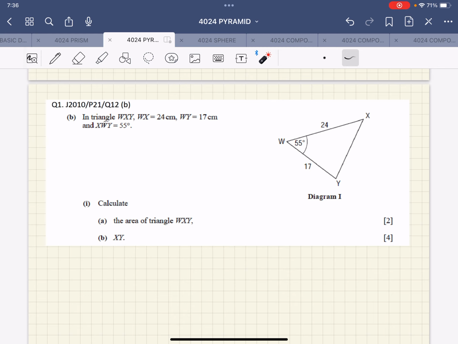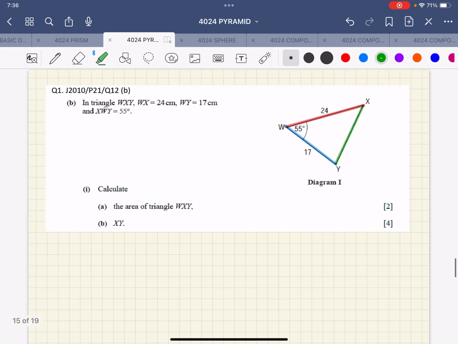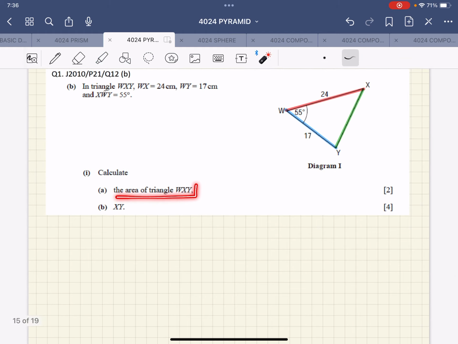Now, first of all, the question says, in the triangle WXY, WX is 24. So let me just label it. So therefore, this is WX is 24. And then WY is 17. And then the third one, I'm labeling it in green like this, and the angle is given. First of all, they are interested in finding the area of triangle WXY, and they are interested in finding the green length, which is XY.